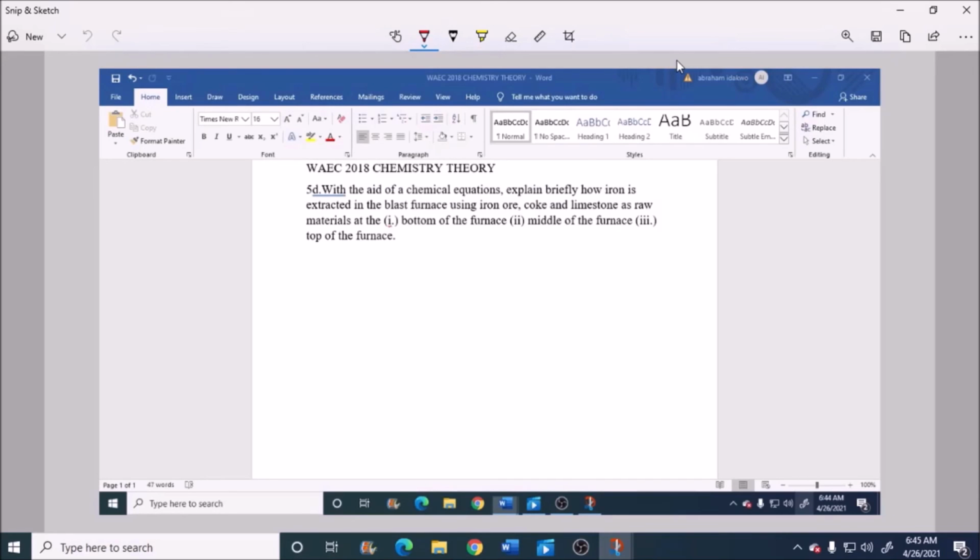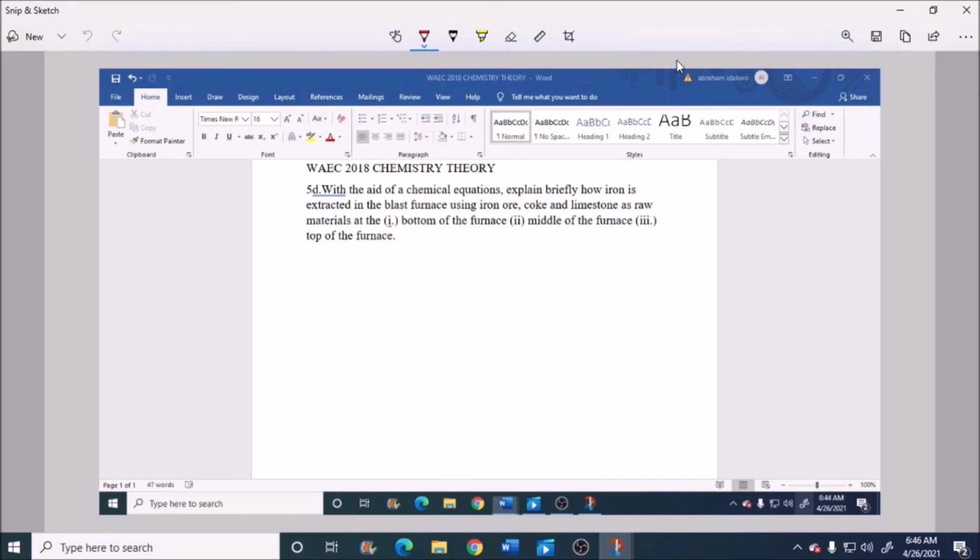So coke is one of the allotropes of carbon. It reacts to produce carbon 4 oxide, which is reduced to carbon 2 oxide. So this happens at the bottom of the furnace. Then at the middle of the furnace, which is Roman figure 2, the calcium carbonate, that is CaCO3, decomposes under great heat to form carbon 4 oxide and calcium oxide, and calcium carbonate decomposes to remove the impurities, silicon oxide.